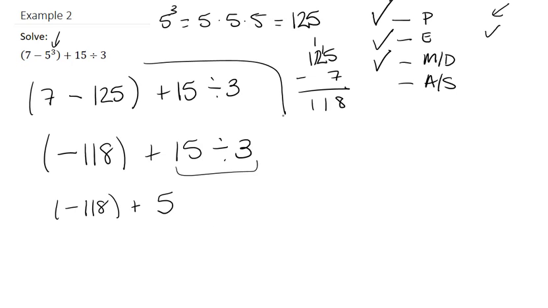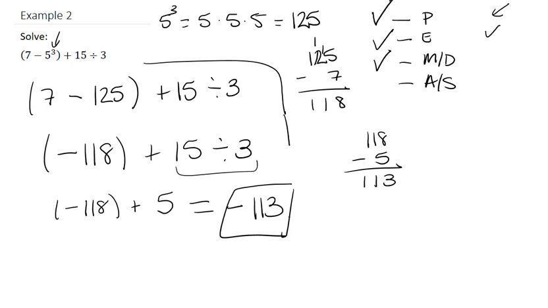Once again, we can just go negative 118 minus 5. 8 minus 5 is 3, and then 1, 1. And so this is negative 113 as we keep the sign of the larger number.